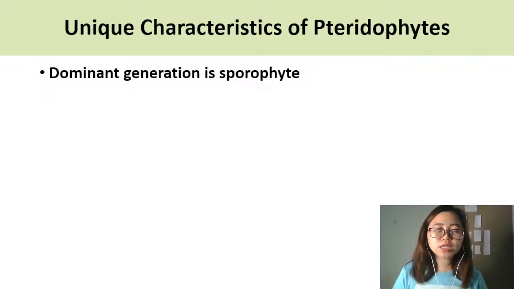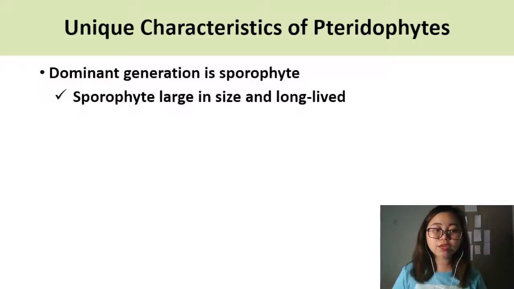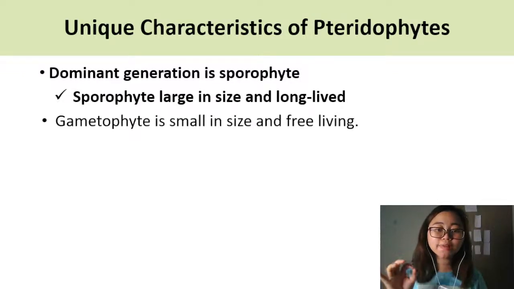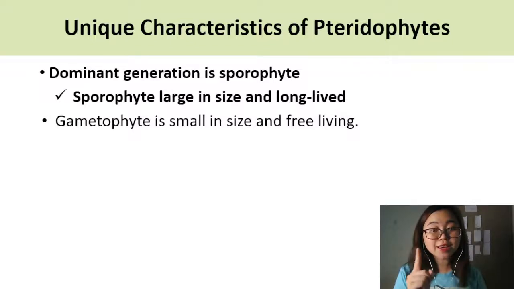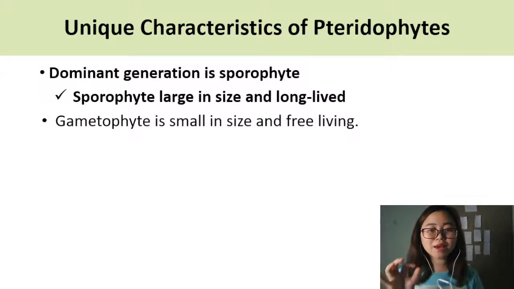Another unique characteristic of pteridophytes is that the dominant generation is the sporophyte. So ini terbalik dengan bryophyte yang kita belajar dalam previous subtopic. The sporophyte generation of pteridophytes will be large in size and long-lived. Apa yang kamu nampak sebagai paku pakis itu adalah dia punya sporophyte generation yang besar dan hidup lebih lama. The gametophyte generation is small in size and free-living. Dia ada gametophyte generation, cuma jarang kita perasan.